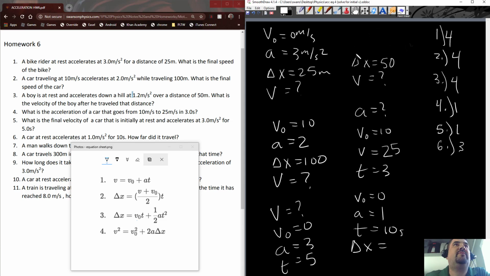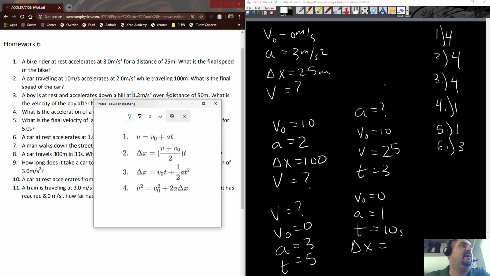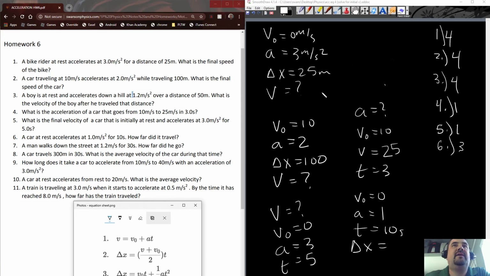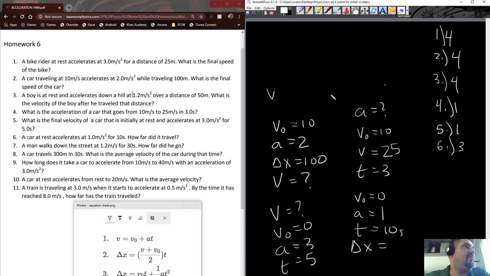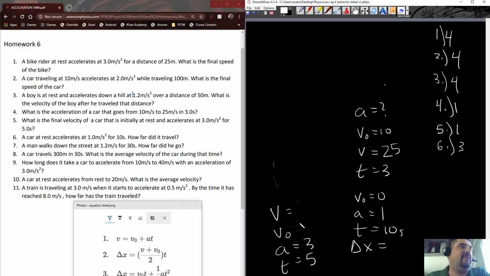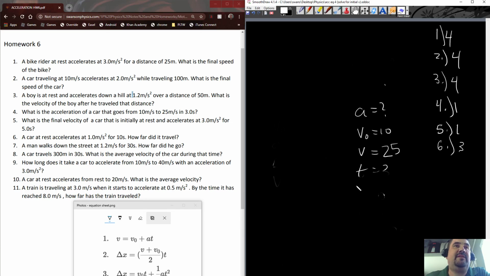All right, let me get a little space. I'm going to erase some of this real quick, and I'll go ahead and read number, what is the next one? Number 7. I'll read that while I'm erasing if I can do both at the same time. A man walks down the street at 1.2 meters per second for 30 seconds. How far did he go? Well, read it to yourself. If you want to pause and read it again to yourself. If you read, they are not speeding up. They are not changing their speed. It never says they do.